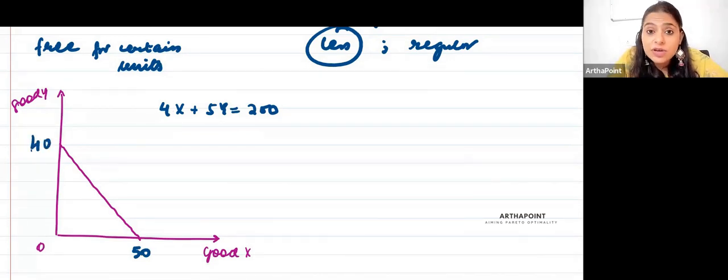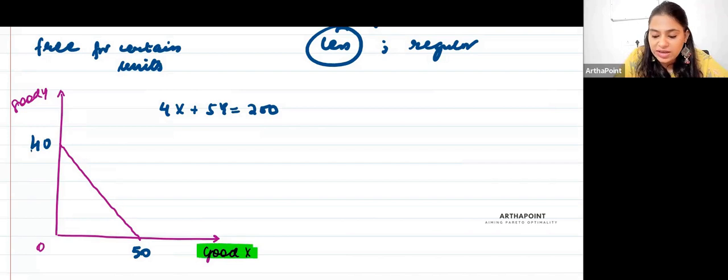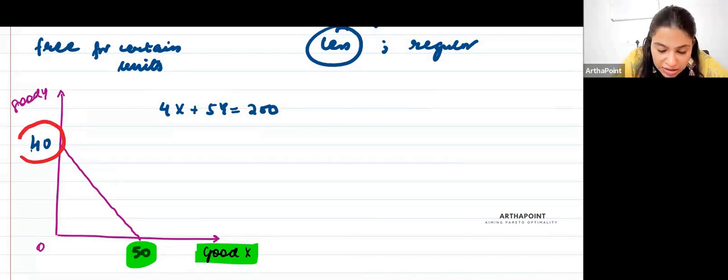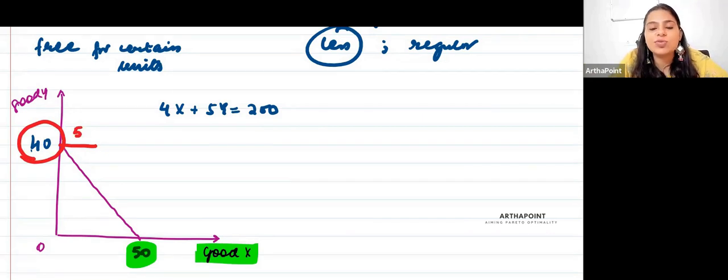Now I am telling you that even if you would have spent your entire income on good X, you could have consumed 50 units maximum. Now there is an offer in which the first 5 units are free for you. You don't have to pay anything. What does that mean? It means that even if you spend your entire income on good Y, then also you will have 5 units of good X that you can consume because it is free. So this point tells me that I'm spending my entire income on good Y.